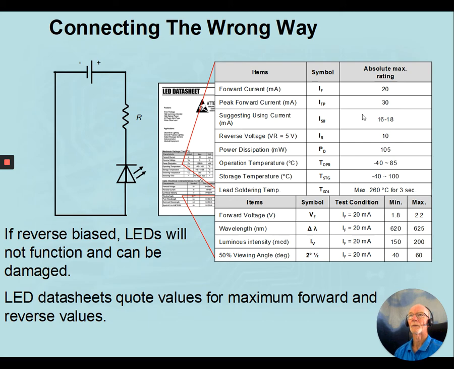Again, typically their forward current is around 20 milliamps, and they can handle up to about 30 occasionally, but in this particular case, the suggested current of about 16 to 18 would give us our maximum light output. 20 would be the nominal amount. So as a rule of thumb, we work out the value of our current limiting resistor assuming around 2 volts and 20 milliamps for our diode.